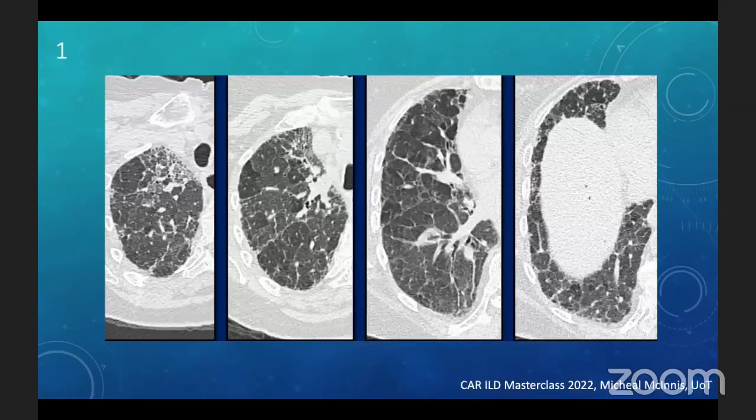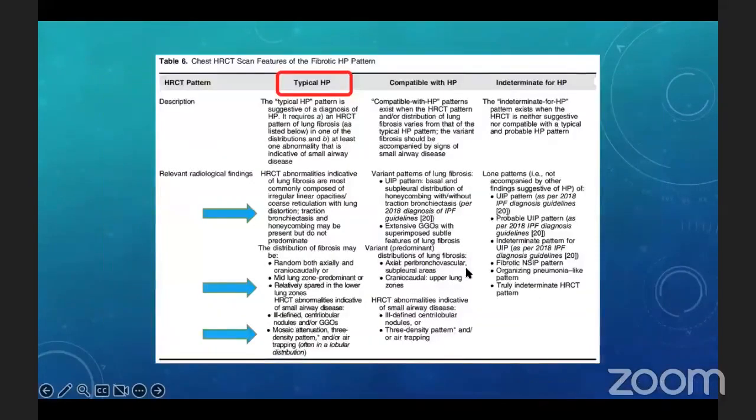We can see that there is a heterogeneous mosaic attenuation of the background parenchyma. We can see that there are areas of ground glass opacities, coarse reticulations, and traction bronchiectasis. Look at the apex here, look at the upper lobe, how tracted the airways are. This is mild fibrosis, but there is fibrosis, right? So this is fibrotic hypersensitivity pneumonitis.